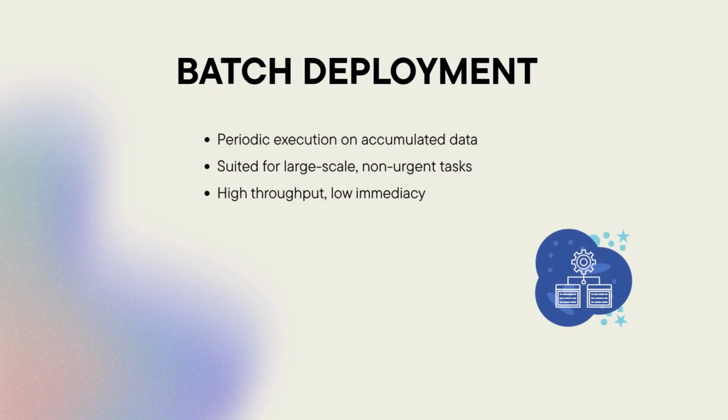So, batch deployment. Batch deployment executes model inference on large sets of accumulated data at scheduled intervals. This method is highly efficient when immediacy isn't required. For example, generating overnight fraud risk scores or weekly customer churn reports. By processing data in bulk, batch systems maximize throughput and reduce costs compared to continuous real-time systems.